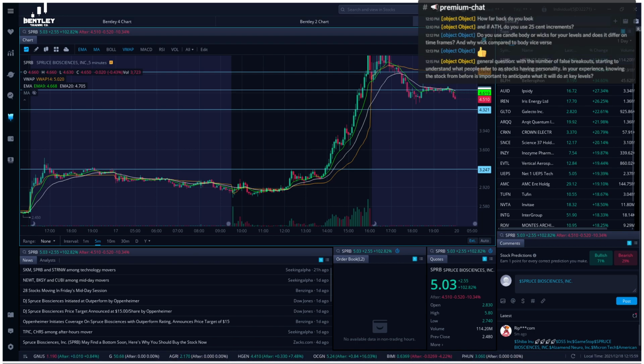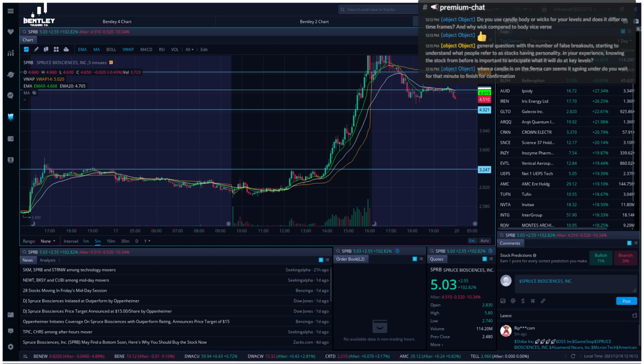General question: with the number of false breakouts, starting to understand what people refer to as stocks having personality, in your experience knowing the stock before, you can. I'm a technical trader. I trade on technical analysis, and I'm about to show you a way to prevent those false breakouts.